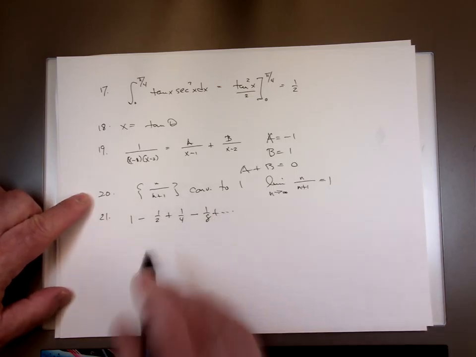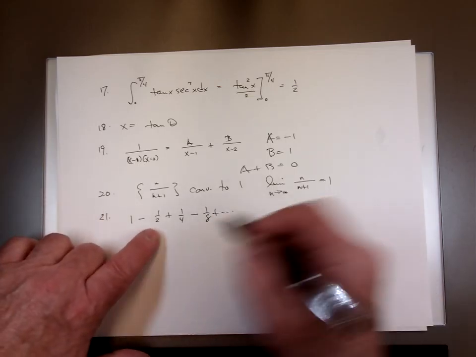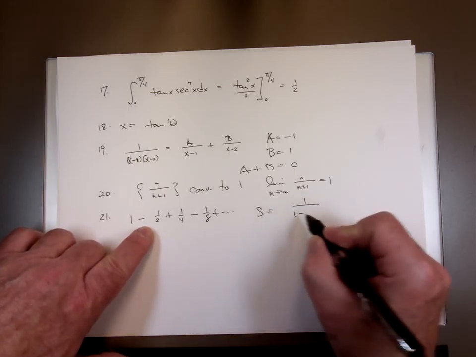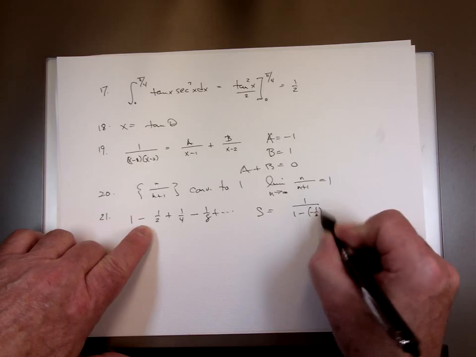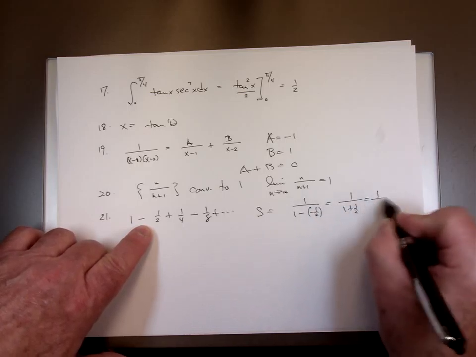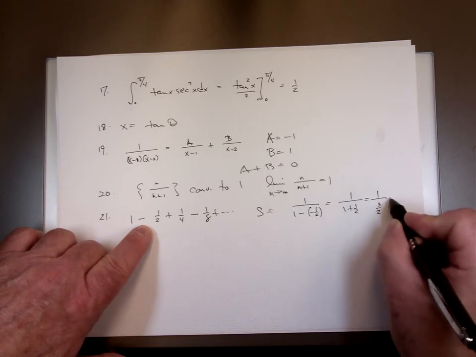This series is geometric. The sum is equal to a over 1 minus r. r is negative 1/2, a is 1, so 1 plus a half. That's 1 divided by 3 halves. That's 2/3.